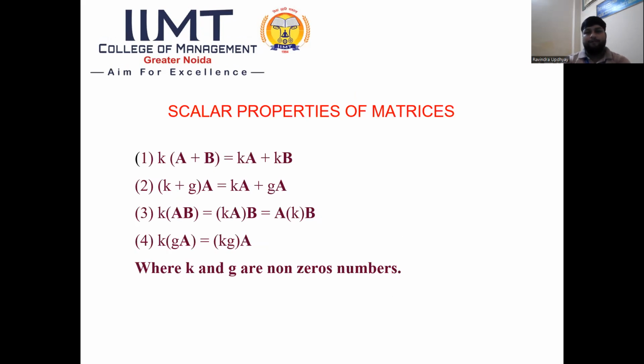The scalar properties of a matrix. What are the scalar properties of a matrix? First property: K(A+B) equals KA plus KB, where K is a non-zero scalar number. Second: (K+G)A equals KA plus GA. Third: K(AB) equals (KA)B equals A(KB). Fourth: K(GA) equals (KG)A, where K and G are non-zero numbers.